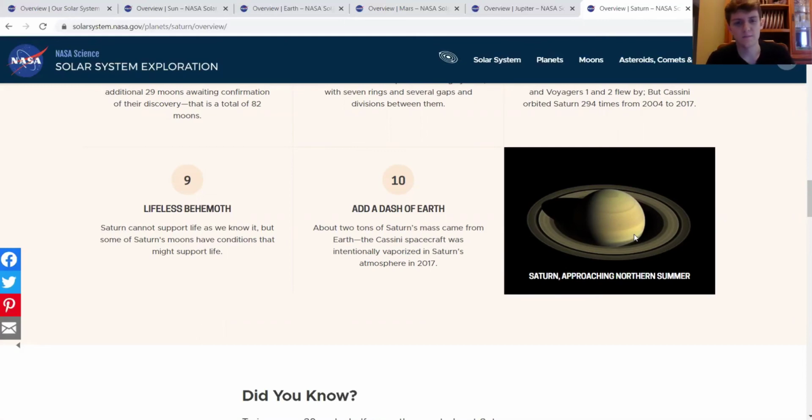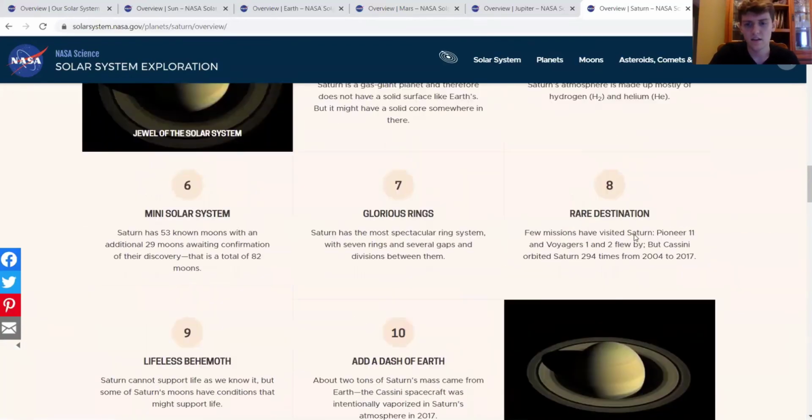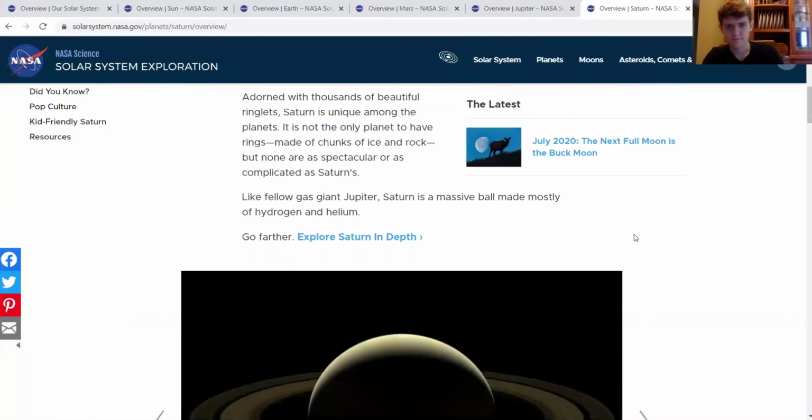Add a dash of Earth: about 2 tons of Saturn's mass came from Earth. The Cassini spacecraft was purposely vaporized in Saturn's atmosphere in 2017. Now, that's quite fascinating.